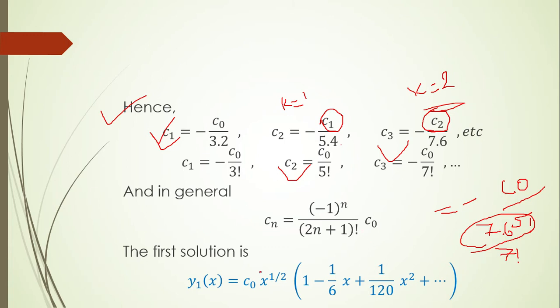So the first solution is y1(x) = c0 x^(1/2) times (1 minus x/6 plus x^2/120 plus ... up to infinity).